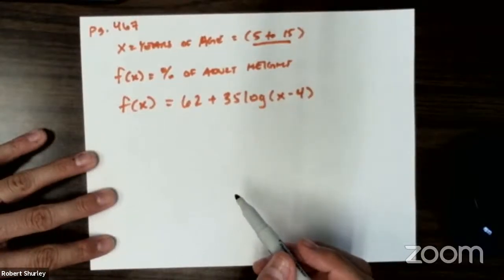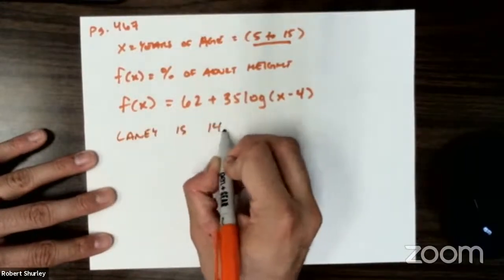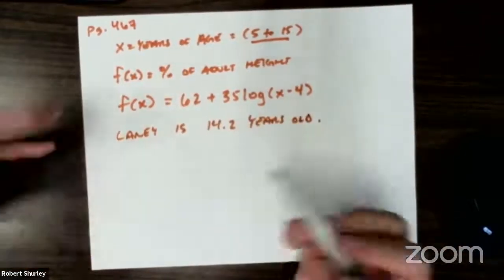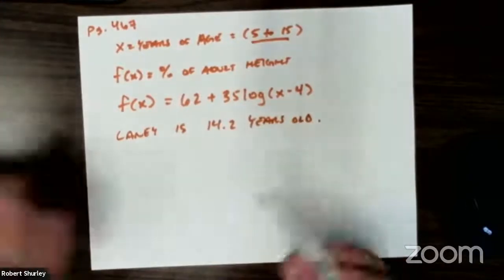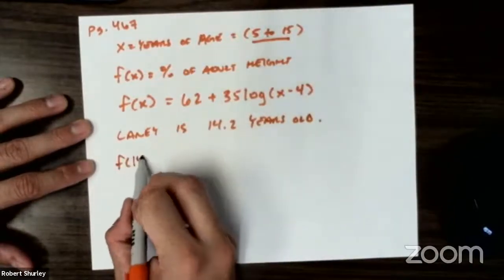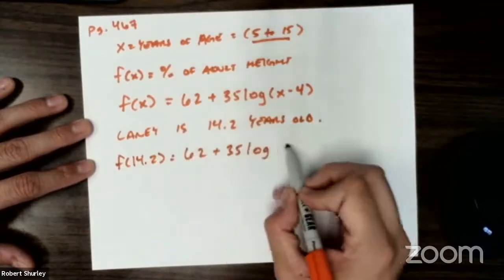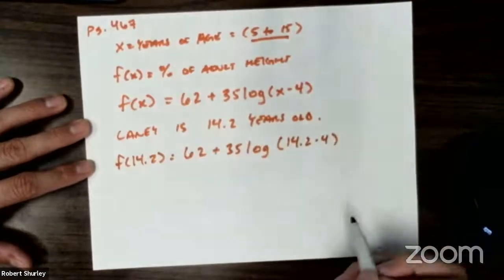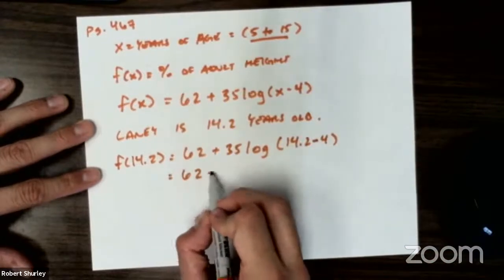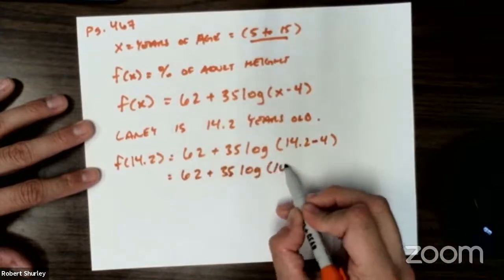Lainey. Okay, Lainey is 14.2 years old. And we want to know what percent of her adult height she has met so far. So all we have to do is plug it into this equation. So f of 14.2 equals 62 plus 35 log of 14.2 minus 4. It's a minus, not a times. So I'm going to simplify this down: 62 plus 35 times log of 10.2.